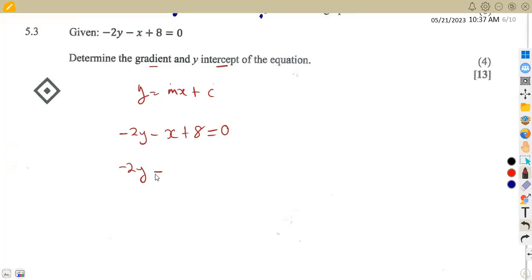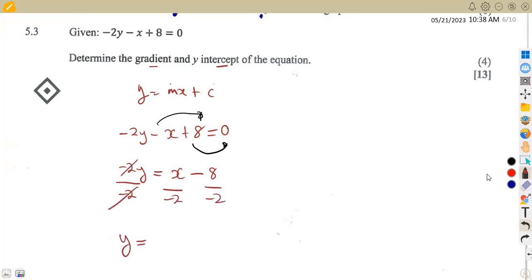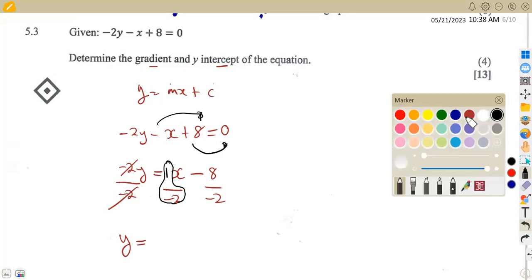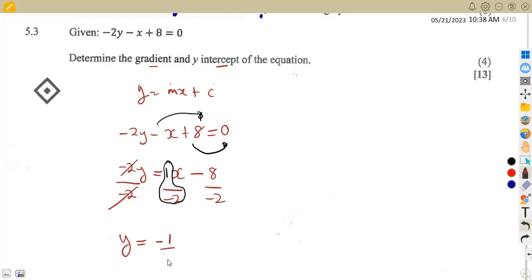So we can simply transpose all other variables to the other side of the equation, minus x and 8. Minus x to the right-hand side is going to be a positive x. 8 is going to be a negative 8. So we can divide both sides by minus 2. This is going to be y is equal to, so this is same as we've got 1 over minus 2. So 1 over minus 2 is simply minus 1 over 2, which is multiplied to x. Then minus 8 divided by minus 2 is going to give us a plus 4. So this is what we have, guys.